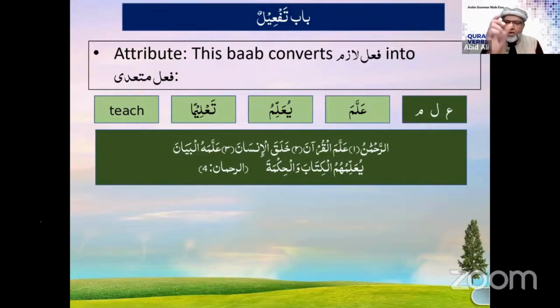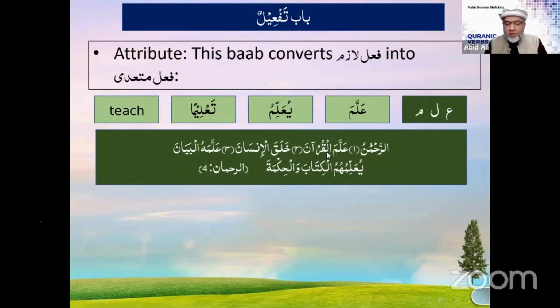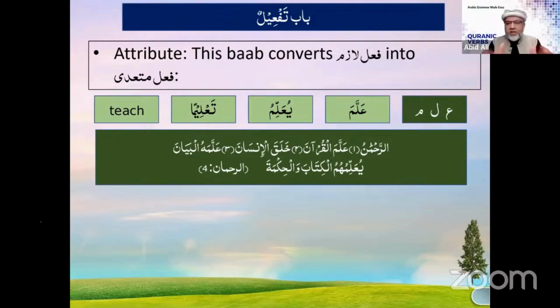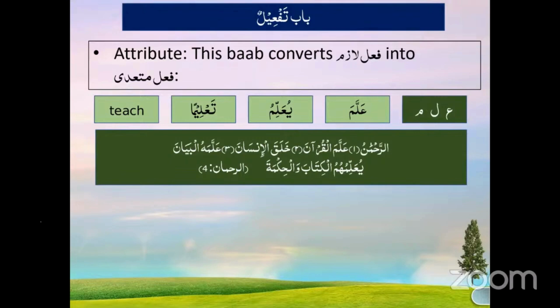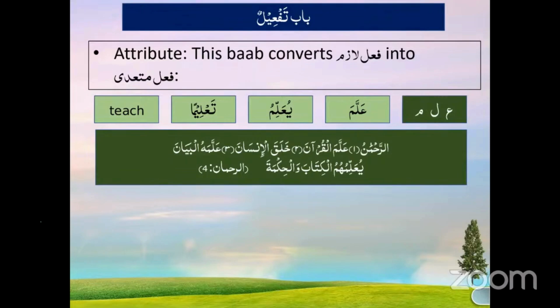Now, al-Qur'ana, what is the status of Quran? Marifa. Is it Rafa, Nasab or Jar? Nasab. Now, in a verbal sentence, is the maf'ul nasab or Rafa? Nasab. Is Quran nasab over here? Is this the object? Yes. So, Allamal Qur'ana.